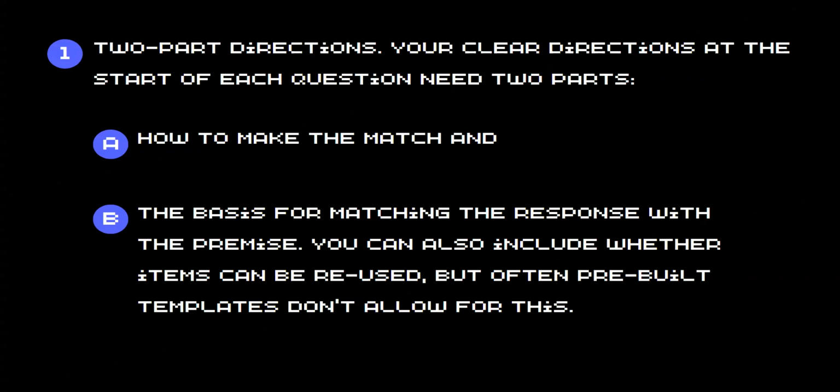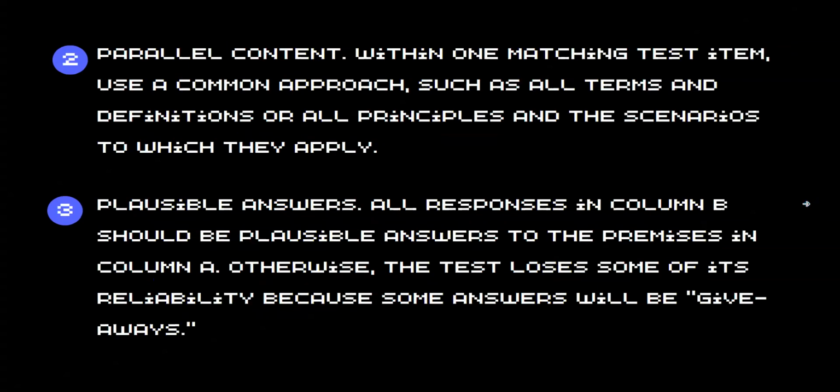Second is the basis for matching. It responds with a premise. You can also include whether items can be reused, but often pre-built templates don't allow for this. So, for example, drag each career name in column B to the best definition in column A. So, no items will be used more than once.